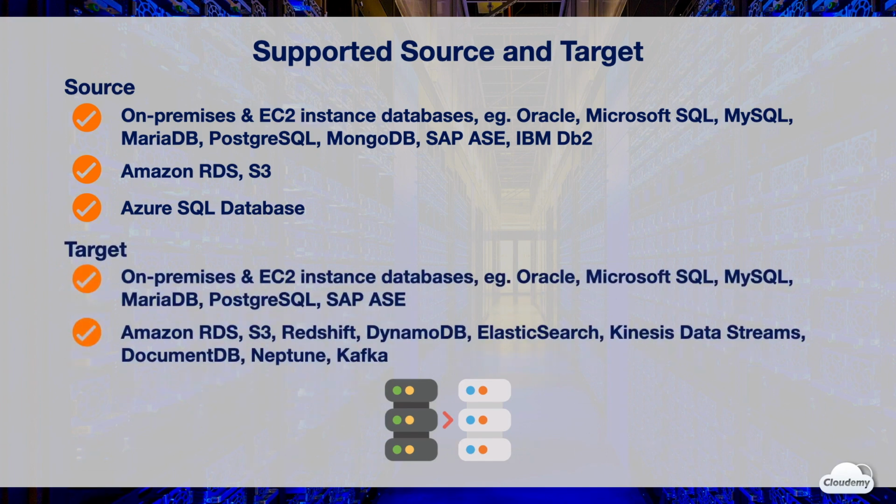The supported target data stores are databases running on your on-premises servers or EC2 instances, including Oracle, Microsoft SQL Server, MySQL, MariaDB, PostgreSQL and SAP ASE, and Amazon RDS databases, Amazon S3, Redshift Data Warehouse, Amazon DynamoDB, Elasticsearch Service, Kinesis Data Streams, Amazon DocumentDB, Amazon Neptune, and Managed Apache Kafka.